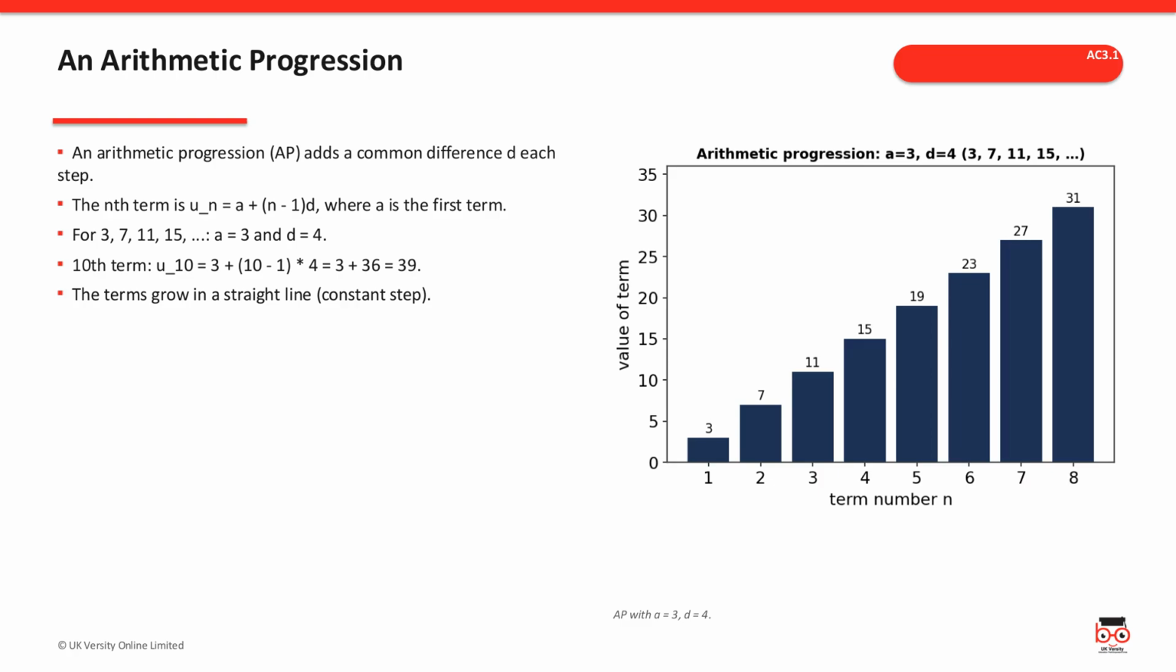Let's formalize the arithmetic progression, or AP, which adds a common difference d at every step. Its nth term is u sub n equals a plus n minus 1 times d, where a is the first term. For the sequence 3, 7, 11, 15, the first term a is 3 and the difference d is 4, so the 10th term is 3 plus 9 times 4, which is 3 plus 36, giving 39, and you never had to list all 10 terms to get there.